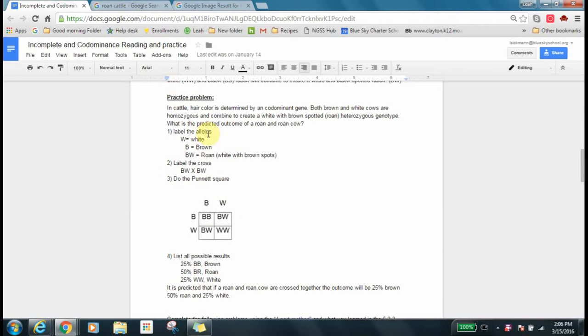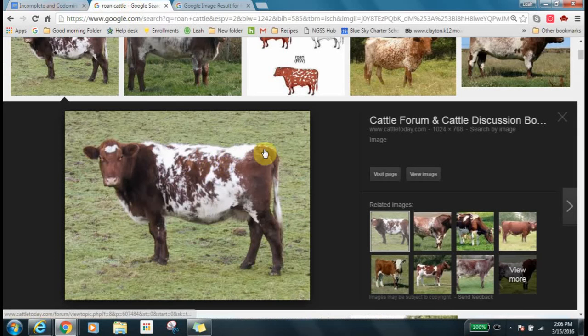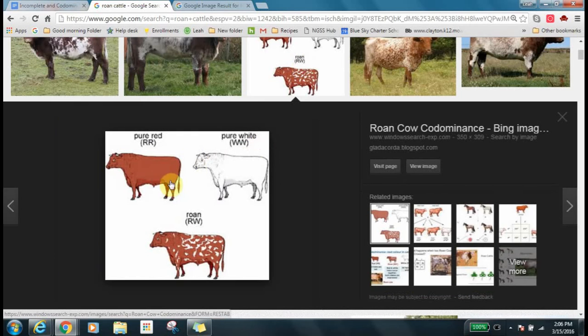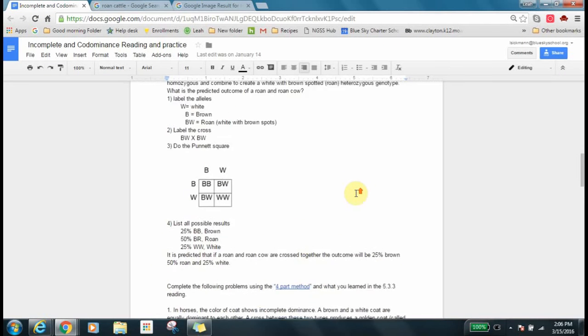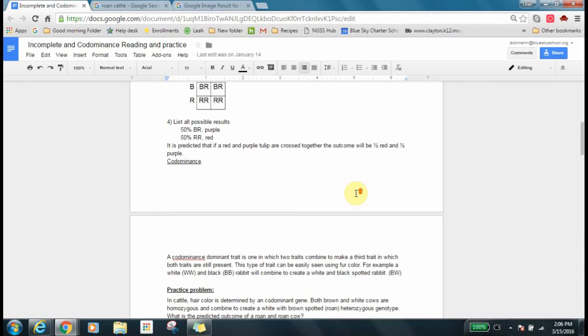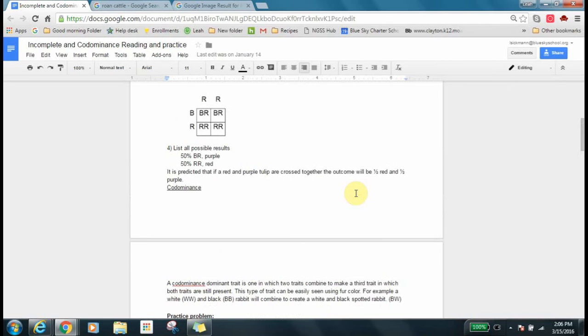A roan cattle is when you cross a white cow and a brown bull, and you end up with roan young, which are white with brown spots, and they look like this. That's a roan cattle. There are a lot of different pictures of it, but that's one example. And here's what the parents look like: a pure red, pure white, and you get a roan. So those are all incomplete dominance, okay? So neither one of them is really expressed.